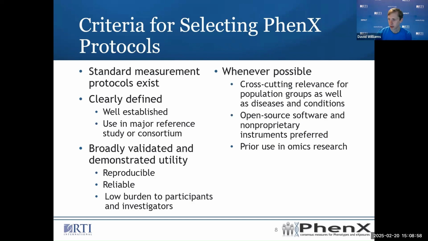When possible, protocols that can be used across different groups of people are preferred, and open access and free-to-use protocols are also preferred. Prior use in omics research may be a consideration for some research areas. All this to say, use of this criteria means you might not find your quote unquote favorite protocol in the toolkit.